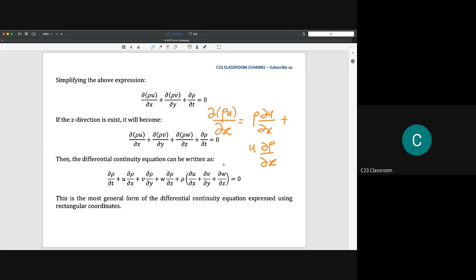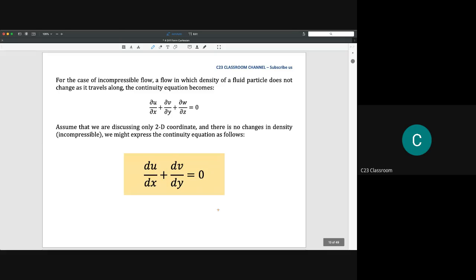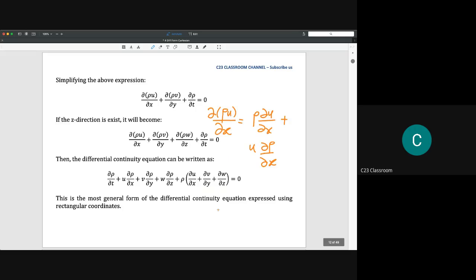Okay, if you do this thing, you could write as this one. Okay, so this is the differential continuity equation that you need to understand. So and then it depends on the textbooks. Okay, in the textbook it depends on the situation.